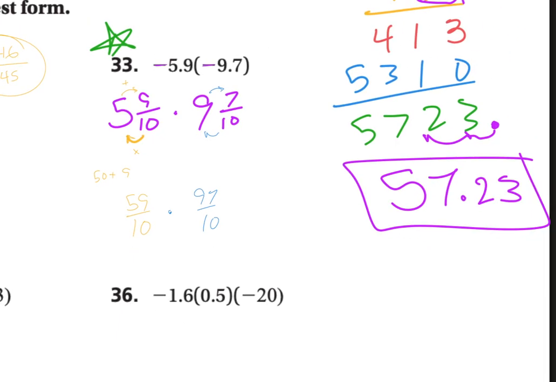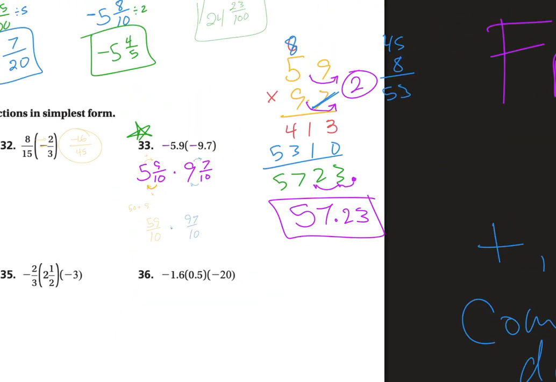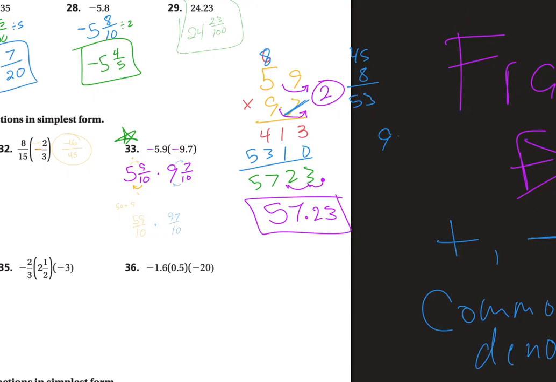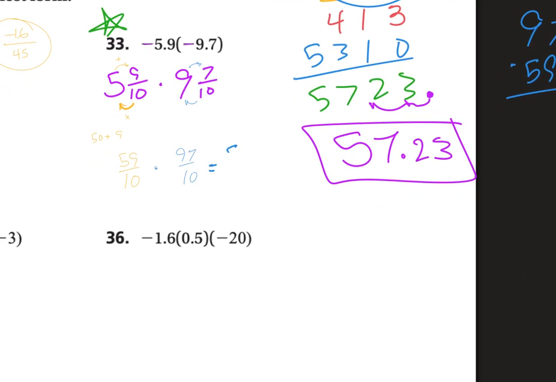Yay! What we end up getting is, oh look, we have to go over here, 97 times 59. Like, I don't know that off the top of my head, except that I technically kind of do. 97 times 59 is 5,723 divided by 100. Why 100? Because 10 times 10 is 100. And would you look at what happens when you divide by 100?